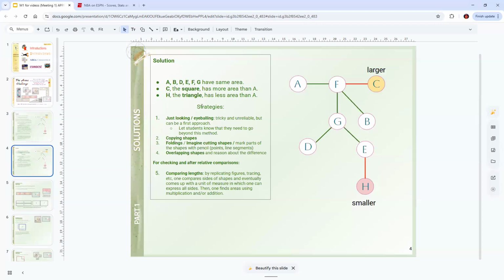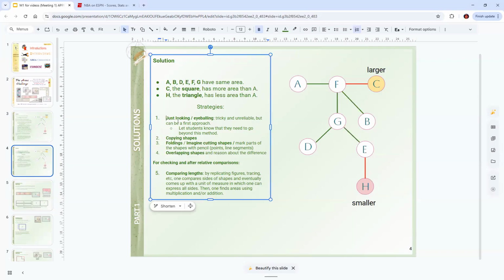So let's talk about strategies that students could use. Just looking is tricky and unreliable, but it's a first approach. It can be a first way to get intuition just by looking, without any markings or tracing. Let students know that they need to go beyond this method; they cannot just guess by looking. Another strategy is copying shapes. They can get paper or the notebook and literally trace and copy the shapes, one or two, in strategic ways so that they can compare and overlap, things like that.